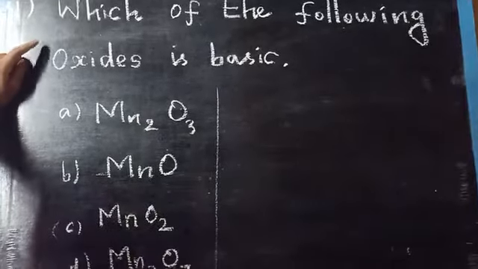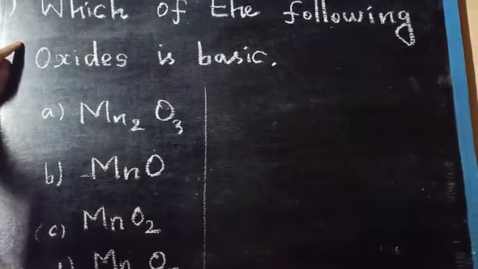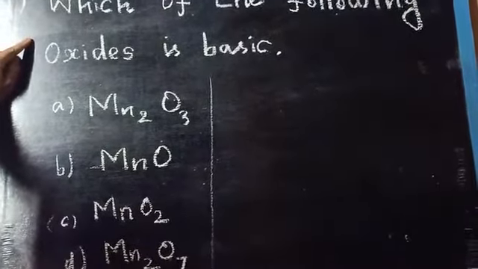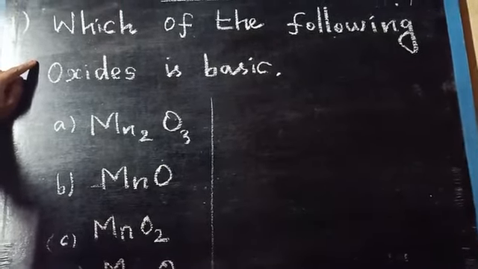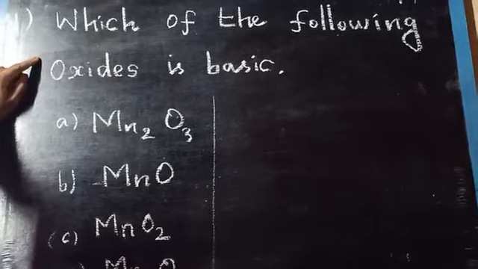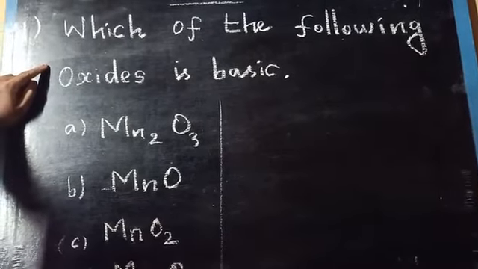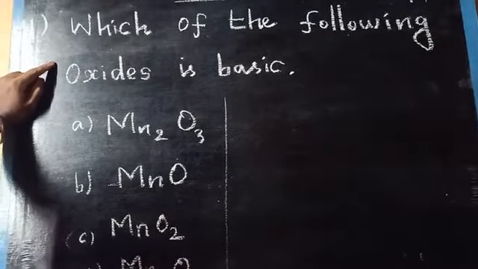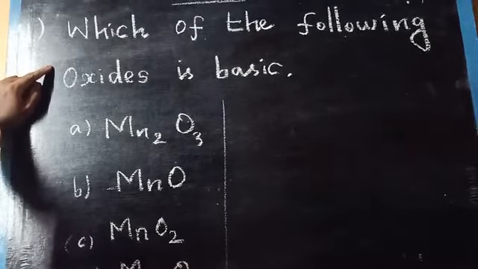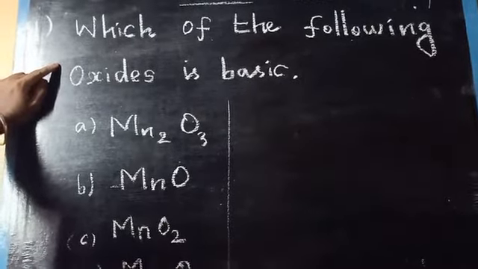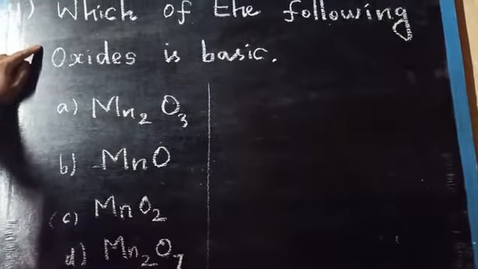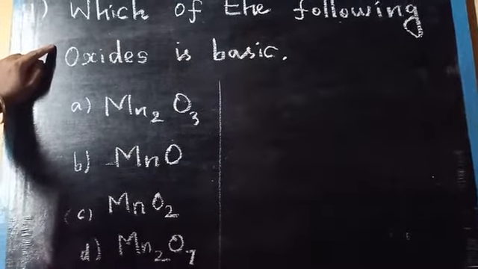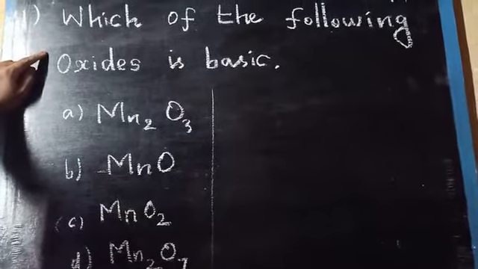Question: Which of the following oxides is basic in nature? Which of the following oxides is basic? How do you identify the basic one? It's very simple. Find out the oxidation state. Here 4 options are given. Among these, the one with the lowest oxidation number has more basic nature. Okay children, this is the concept.